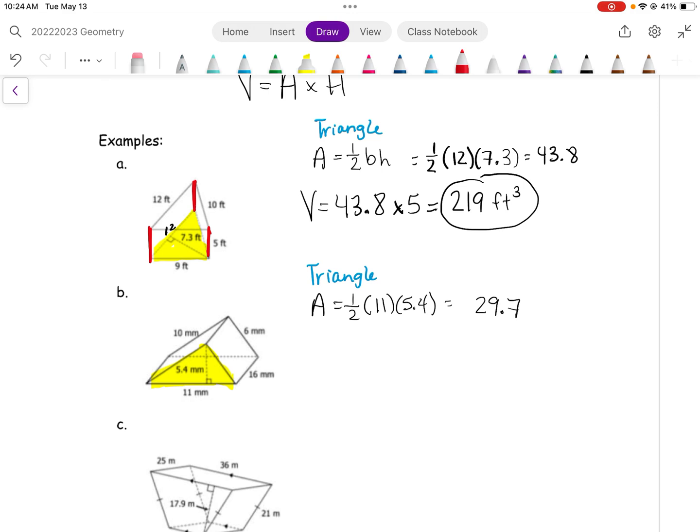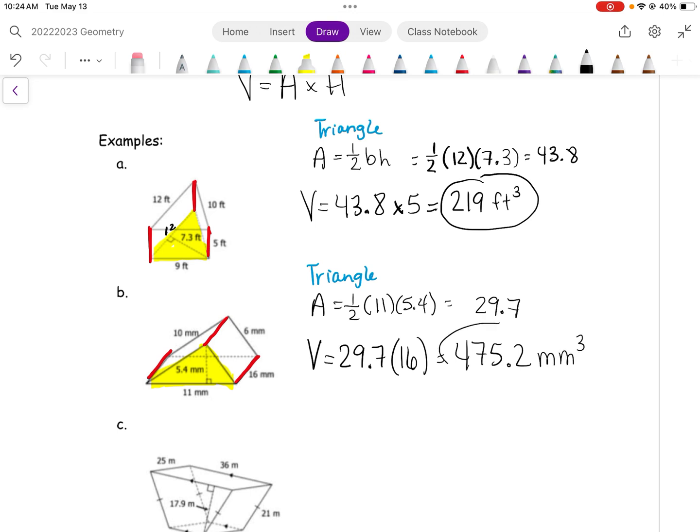Well, since the base is not on the bottom, that height is actually laying on its side. So if you look at this, 16 millimeters. That's like the length or the height of your prism. It's going to give that flat figure its third dimension. So I'm going to take my area that I just found, and I'm going to multiply it by 16 times 16. That's going to give me 475.2 millimeters cubed.